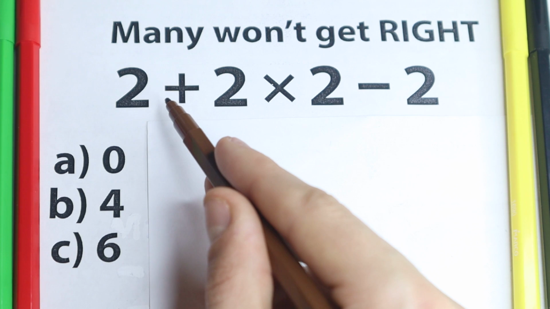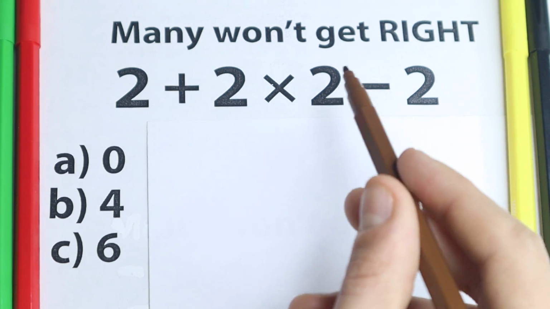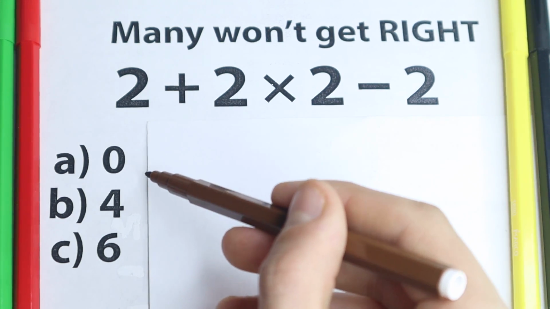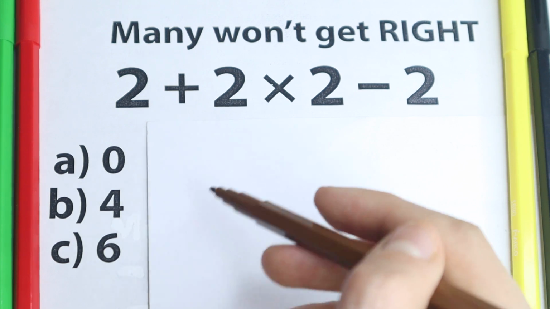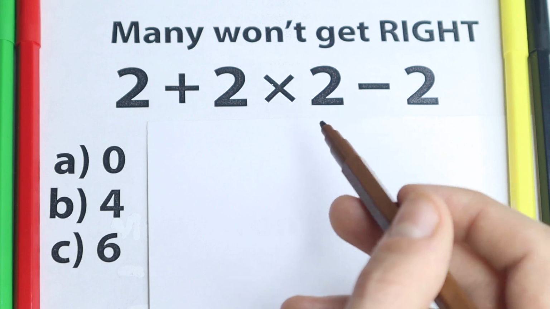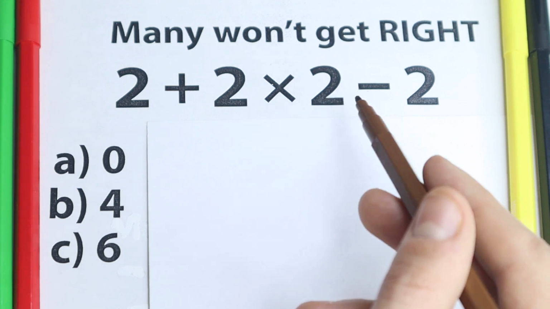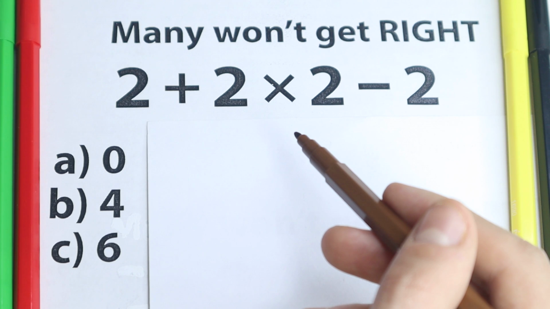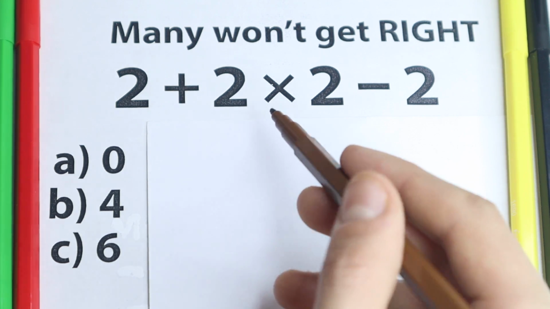So we have this question, 2 plus 2 times 2 minus 2, and on the bottom left we have 3 options. Right now I suggest you pause the video and try to solve it by yourself. In about 1 minute we will solve it together. It will be really interesting to check our answers. I swear this is a really important question.